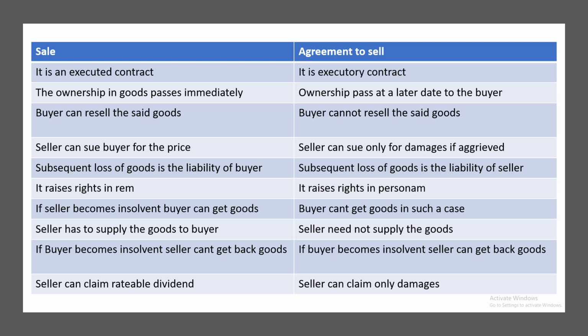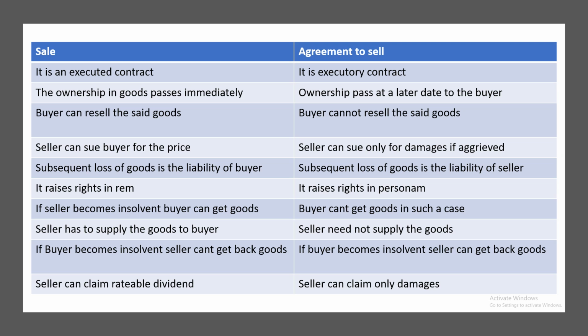Any existing goods can be sold, whereas future goods has to be sold as agreement to sell only. Next one. Sale, the term itself indicates, is an executed contract, whereas agreement to sell is an executory contract. In case of sale, the ownership in goods passes immediately, whereas ownership passes at a later date to the buyer in case of agreement to sell.